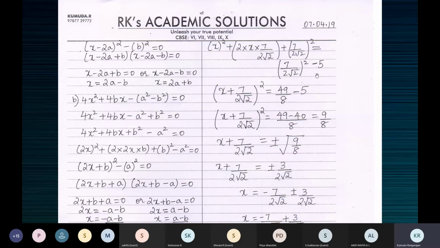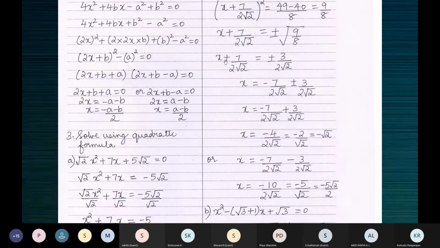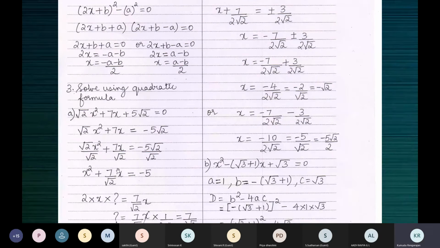On the other side, we already have a minus 5. And you must show that that middle term is of the form 2ab. So 2 into a, which is x, and b, which is 7 by 2 root 2. This is the b term. See here, this is your b term. This is the a term, x, and this is the b term, 7 by 2 root 2. Now this one works, see 2 and 2 will get cancelled, and you'll get 7 by root 2 x. That's what we have here.